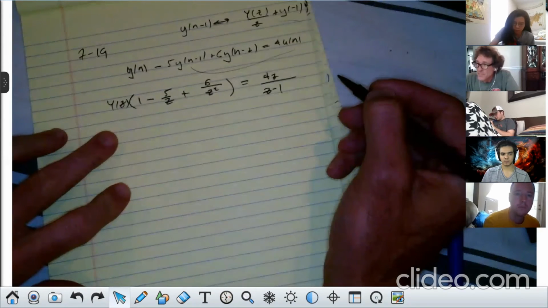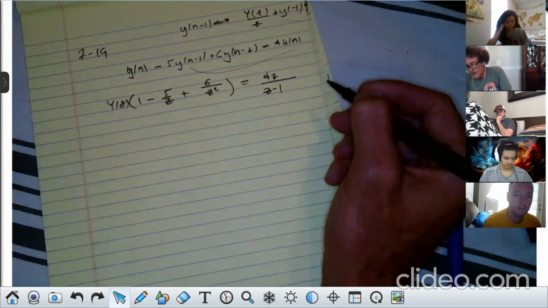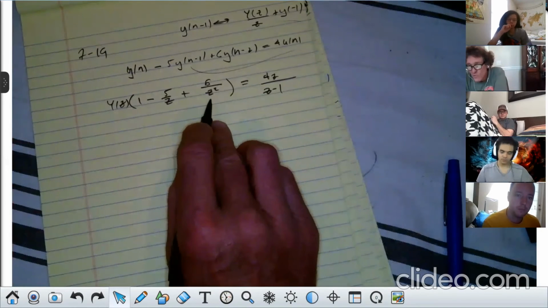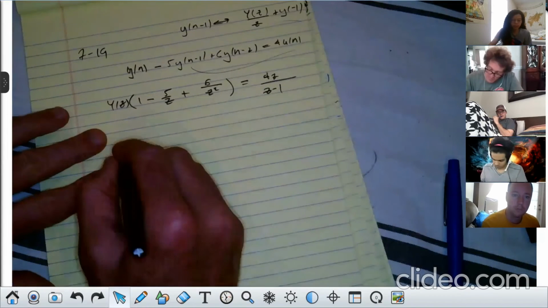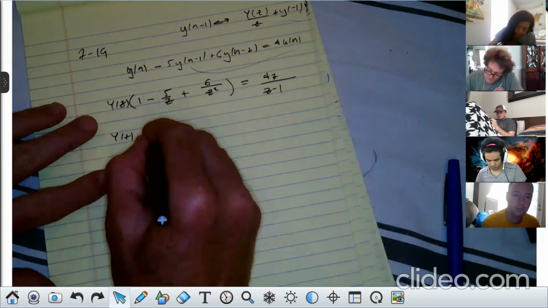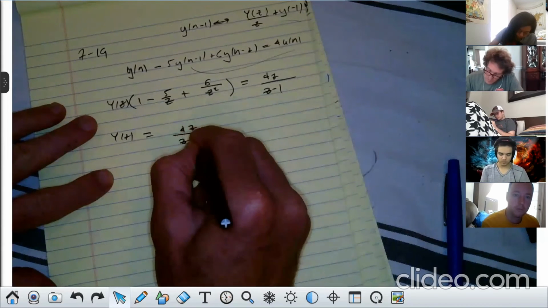Guys? William? Can you all see it? Now, remember, I got Z, 1 over Z squared here. Do I want that? No. I want to multiply everything by Z squared, and then I want to divide by this. So I'm going to get Y of Z equal to, just follow me. I'm going to have 4Z over Z minus 1.